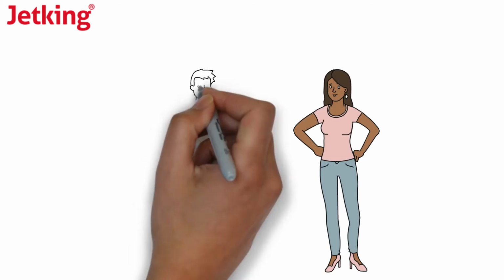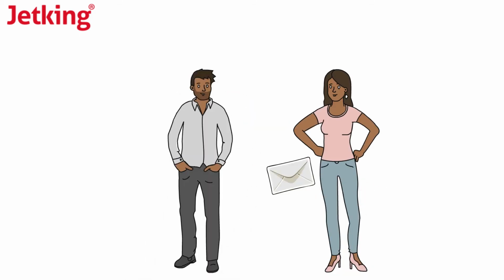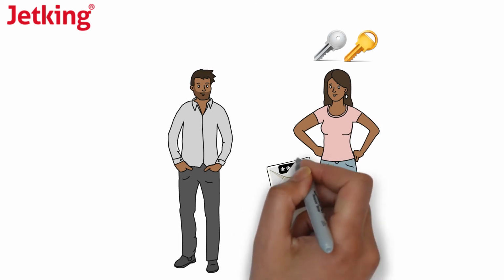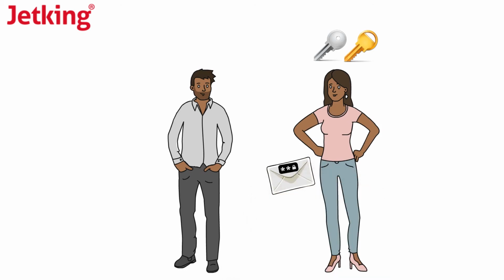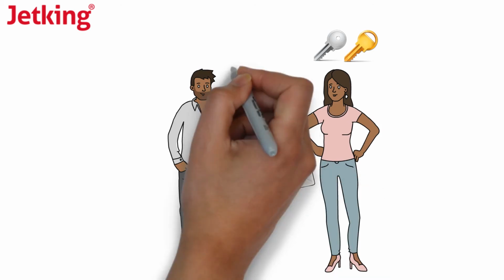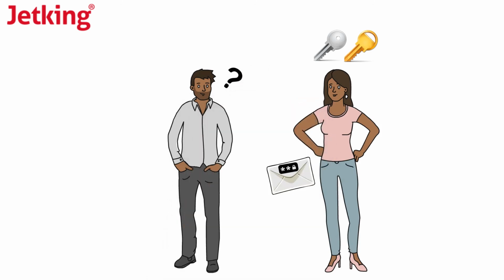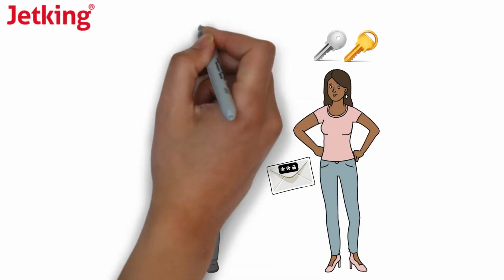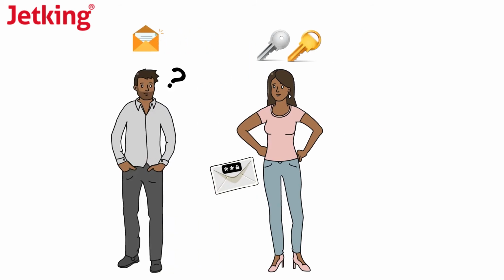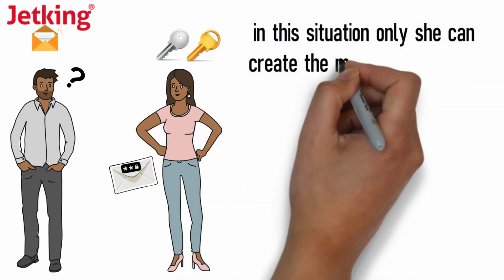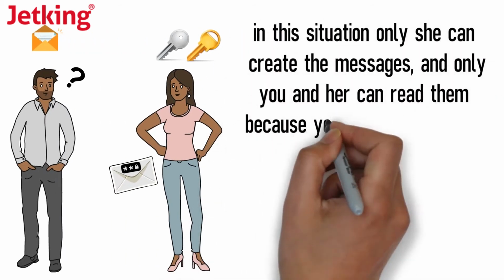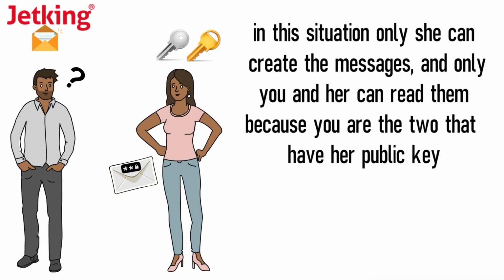However, your girlfriend's sister wants to write you a letter. So, what happens? Well, she has her own private key and public key, and they're different from yours. So now she writes you a letter, encrypts it with her private key, and then mails it to you, so you ask her for her public key, because that's all you need to read it. And then you read the letter. In this situation, only she can create the messages, and only you and her can read them because you are the two that have her public key.